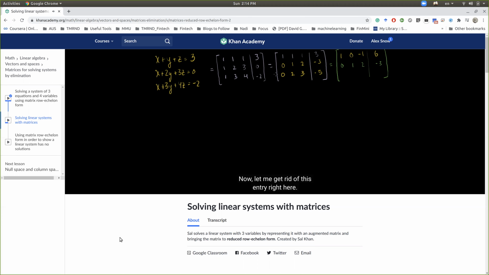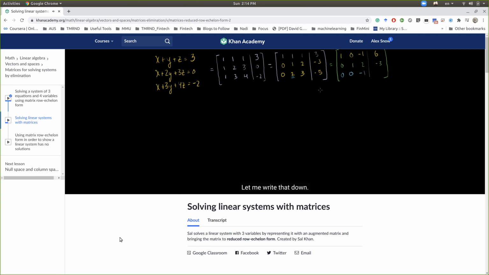Now let me get rid of this entry right here. Let me zero that out. So let me replace the third row with the third row minus 2 times the second row. So we have 0 minus 2 times 0, that's just going to be 0. 2 minus 2 times 1, that's 2 minus 2, that's 0. 3 minus 2 times 2, that's 3 minus 4, or minus 1. And then finally, minus 5 minus 2 times minus 3.